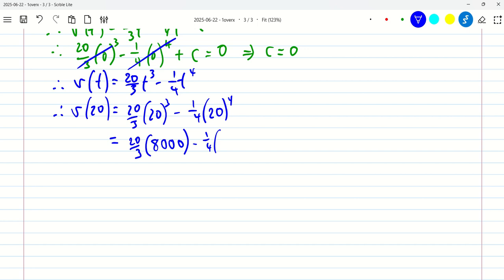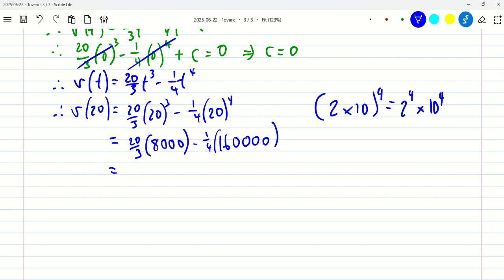Take away 1 quarter, 20 to the power 4. 2 to the power 4 is 16, and so it'll be 16 with 4 zeros, because what I'm doing is 2 times 10 to the power 4 is equal to 2 to the power 4 times 10 to the power 4. That's essentially what I'm doing in my head. Can I keep doing it in my head? So that's 16 with 4 zeros over 3. I'm going to run into a place where I'm not going to want to do these fractions. A quarter of 16, that's actually nice. So that's 4 with 4 zeros. I'll just put them both over 3.